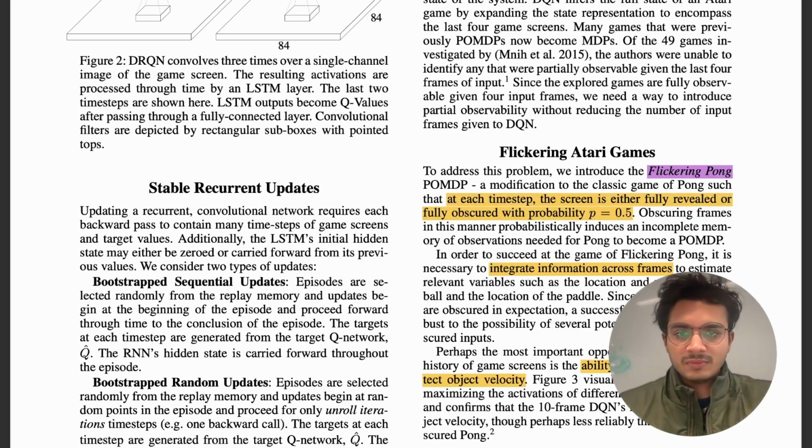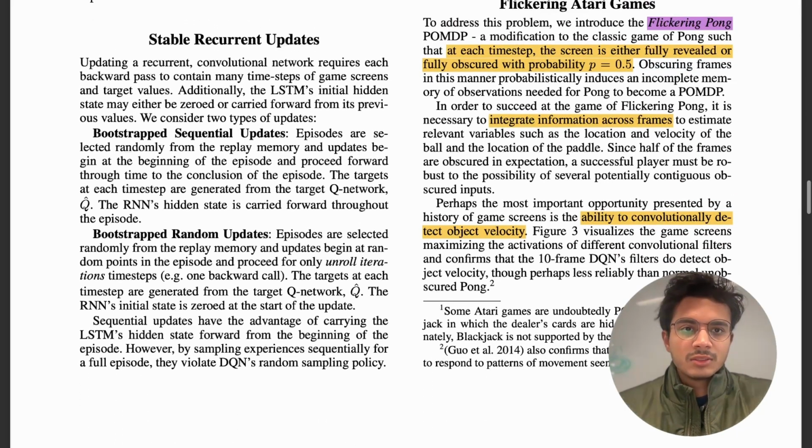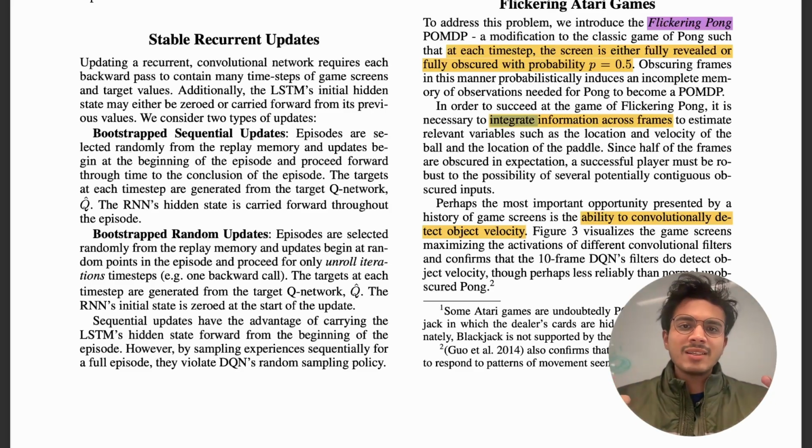And what's obscuring, according to them, they have shown here, and this basically means what I said. So with this flickering Pong, it is necessary to integrate. So how can this AI achieve a good policy? The AI needs to integrate information across multiple frames in order to estimate the relevant variables such as the location of the ball, the velocity of the ball, or the location of the paddle, even if that information is completely blank in front of it.